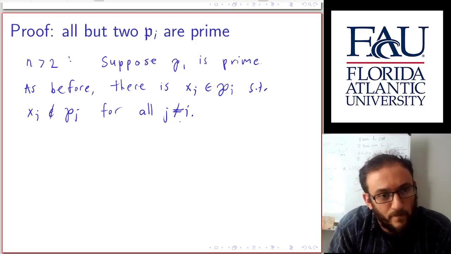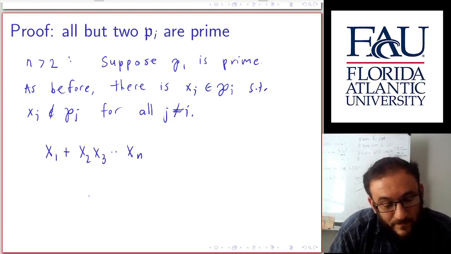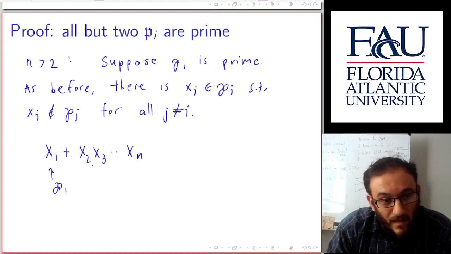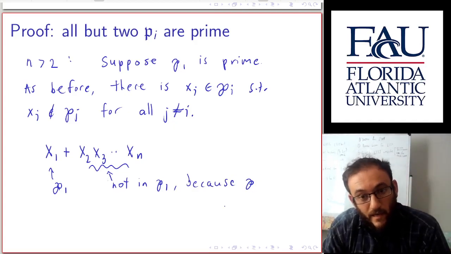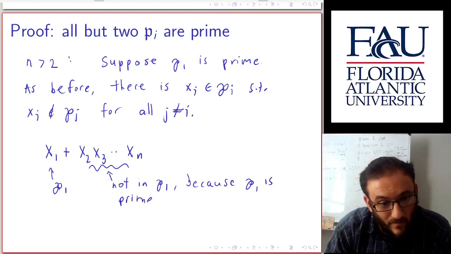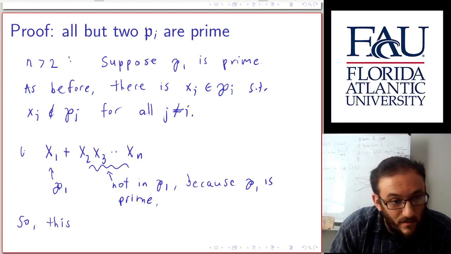so you must have something special from each of those Pi's. Well, now if I take x1 plus x2 times x3 up to xn, well I know this is in P1, and I know that this is not in P1 because P1 is prime. So a product of elements not in a prime ideal is also not in the prime ideal. So this element is not in the union. Let's call this y.